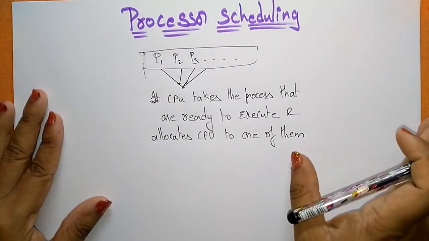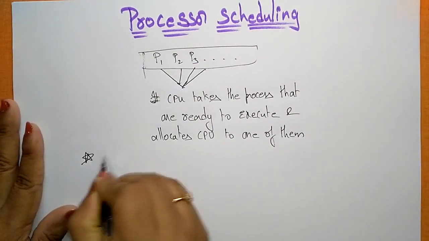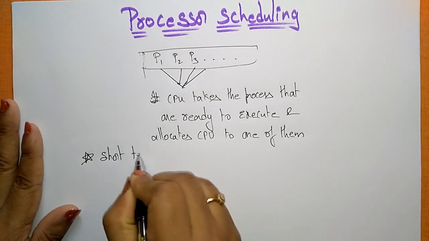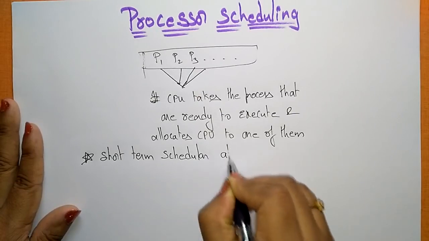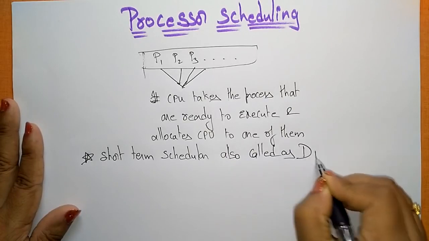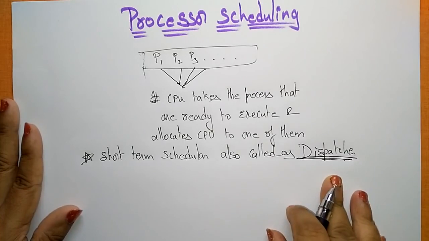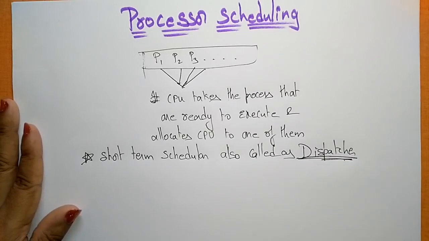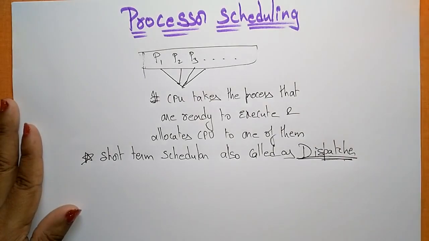In this processor scheduling, you can see one term, the short-term scheduler. It is also called the dispatcher. So what is the operation of this dispatcher in the CPU? Here the dispatcher executes most frequently and makes fine-grained decisions of which process to execute next.